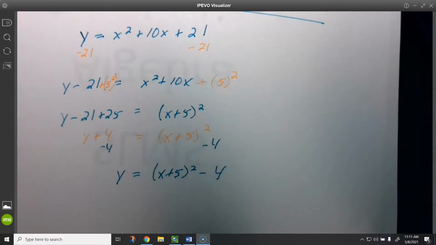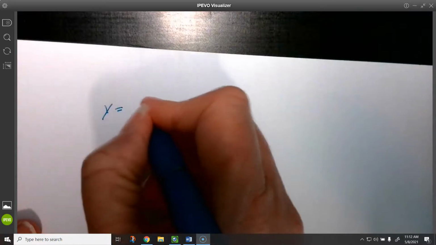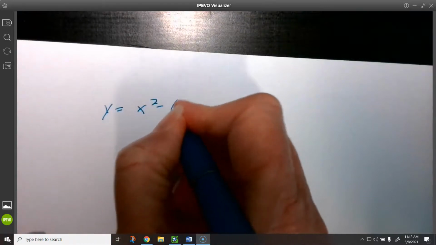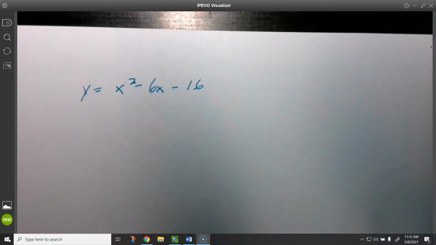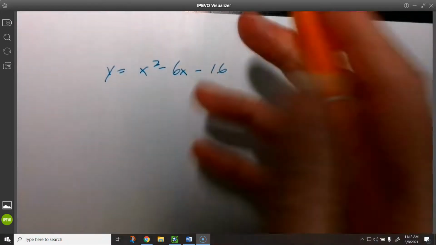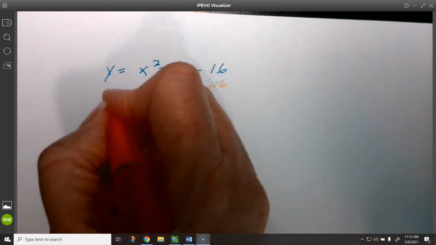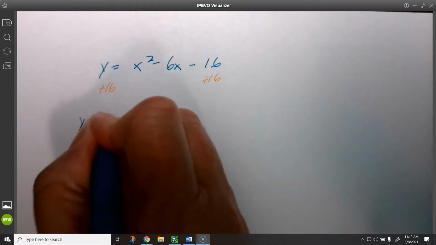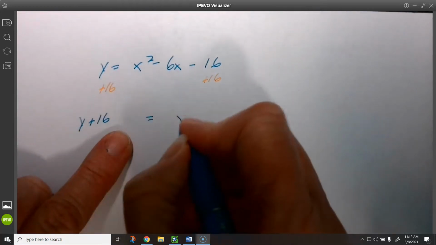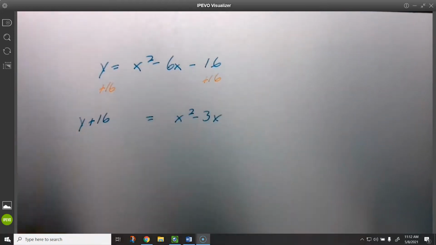Okay, let's maybe find one more. We're going to try one more. Y is equal to x squared minus 6x minus 16. I also wanted to do this one because we haven't had a lot of minuses. Okay, start off the same way. Move that constant to the other side. So add 16 to both sides. So we get y plus 16, leave space, equals x squared minus 3x.